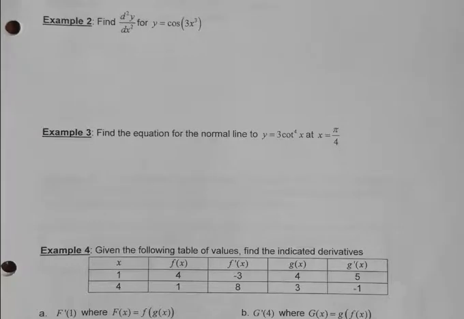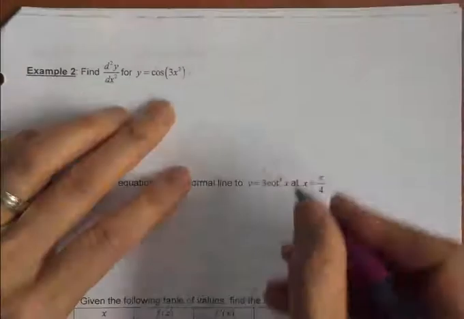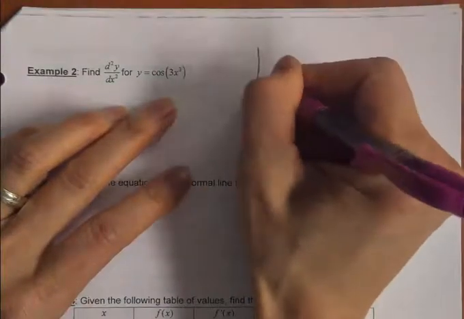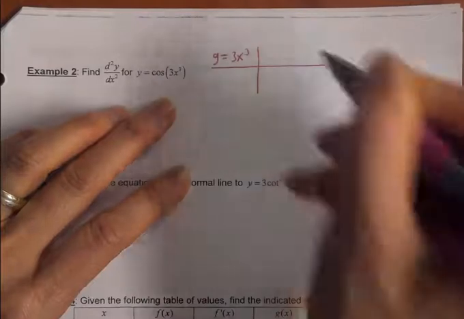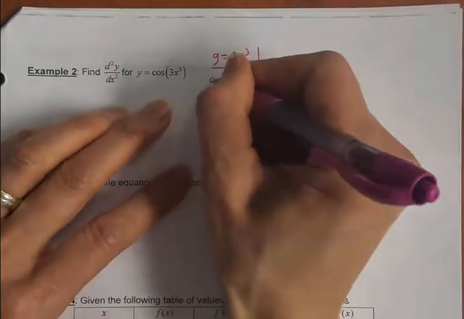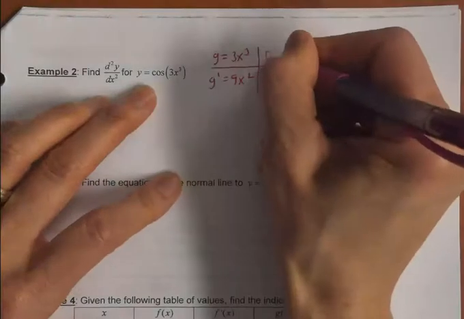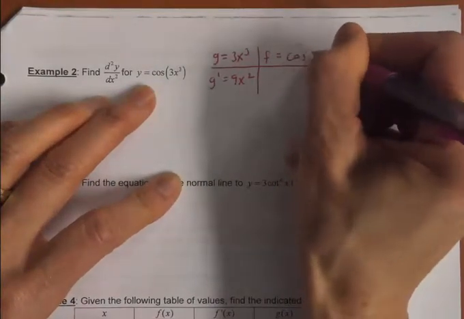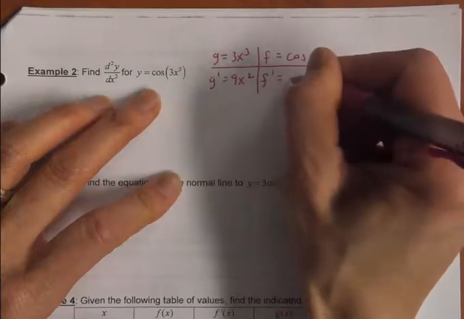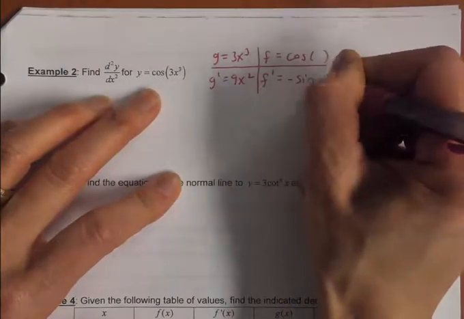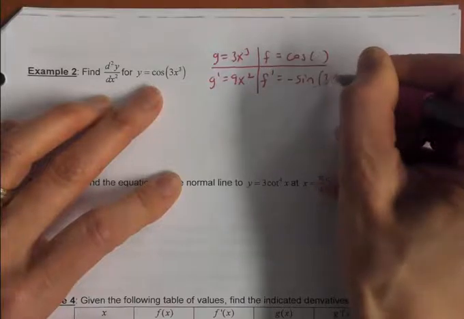Okay, check your work on this. For this one, I'll put the template up here. Your inner is going to be 3x cubed, and that derivative is 9x squared. Then your outer is going to equal cosine of something, so the derivative of that is negative sine of, and then I'll put in the g, so that'll be 3x to the third.